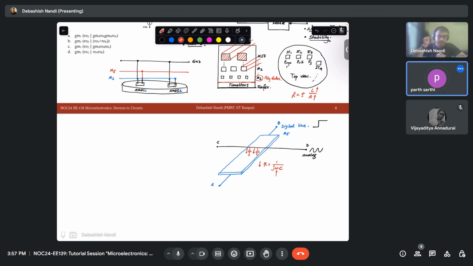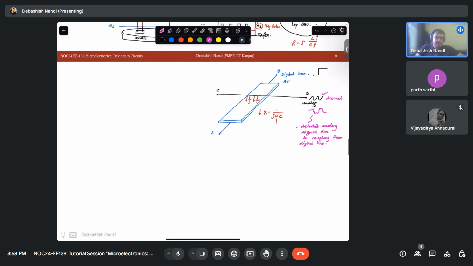Now if you have understood this much, let's say your analog signal, what you desire is this. This is your desire. But now you are getting some distorted analog signal due to coupling from the digital line. So can you point out the exact reason for this and how we can get away with this?